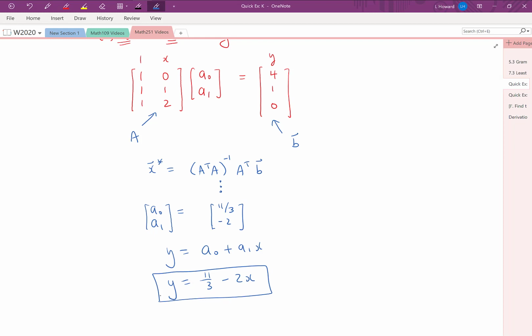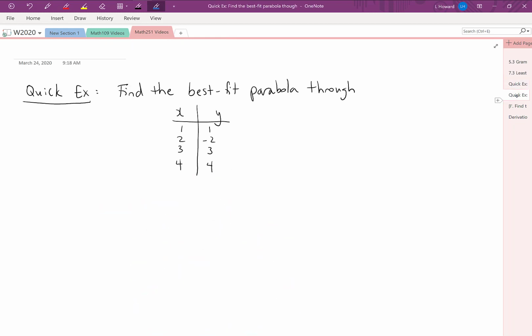Okay, now next you might be wondering, what happens if I need to fit a higher degree polynomial through my data set? Maybe I've got some parabolic data, I want to find the best fit parabola through a data set. So I'll show you how to modify this, really just a minor modification. So we'll do another quick example here. Let's find the best fit parabola through this data set.